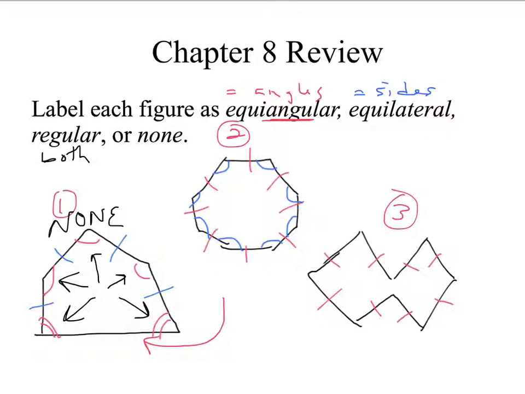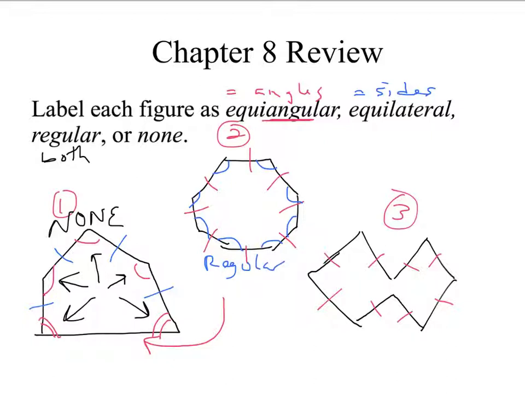Okay? Second one. Notice looking at all of these shapes, all of the sides are congruent. So we know it's equilateral. But if you look at each and every angle, they're also congruent. All angles congruent, all sides congruent. This is a regular polygon. So that would be regular.